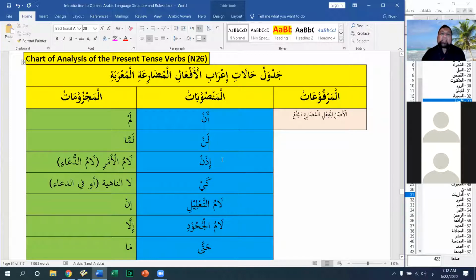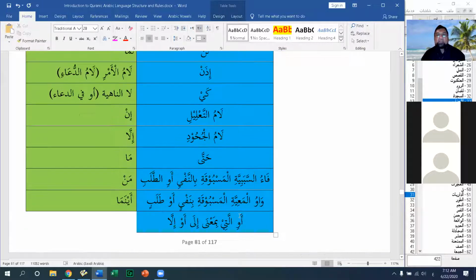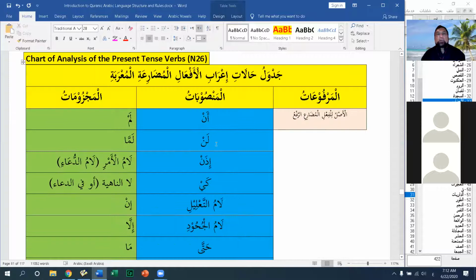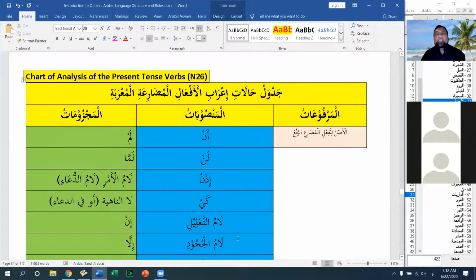Lan al-masdariyah, إذن المصدرية, كي المصدرية, لام تعليل, لام الجحود, حتى, فاء السببية المسبوقة بالنفي أو الطلب. I'll explain that. واو المعية المسبوقة بنفي أو الطلب، أو التي بمعنى إلى أو إلا. واو. So these are 1, 2, 3, 4, 5, 6, 7, 8, 9, 10. 10 reasons. So we have here 10 reasons why the verb is going to become mansub.